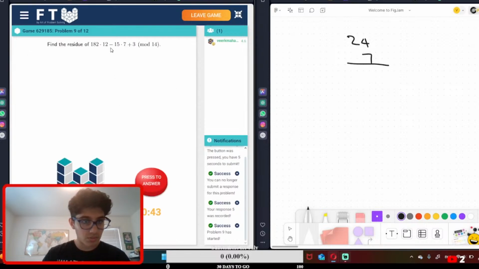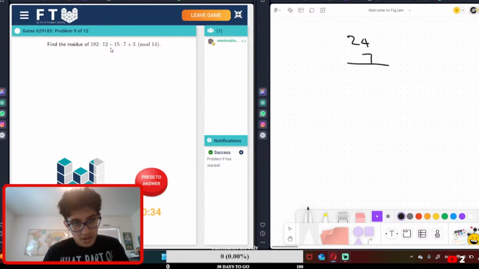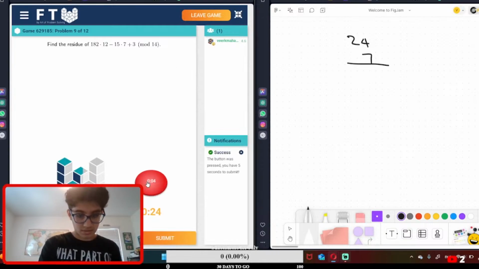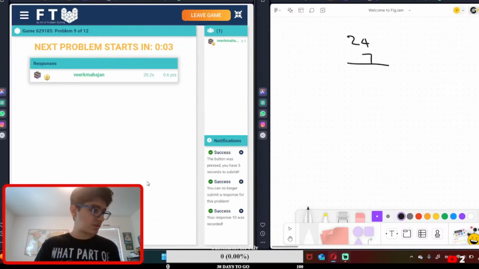Find the residue mod 14. First of all, 182 is a multiple of 14, 196 minus 14. So it'll be minus 7 plus 3, right? Minus negative 15 is just negative 1. So times 7, negative 7 plus 3. Oh, wait, negative 7 plus 3 is negative 4. So it'll be 10. Okay.